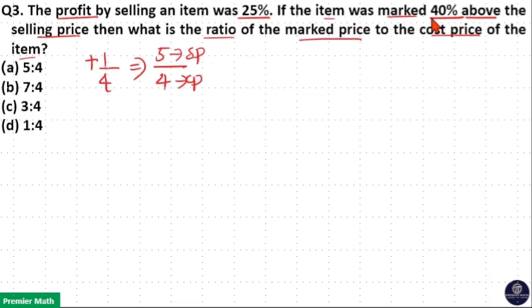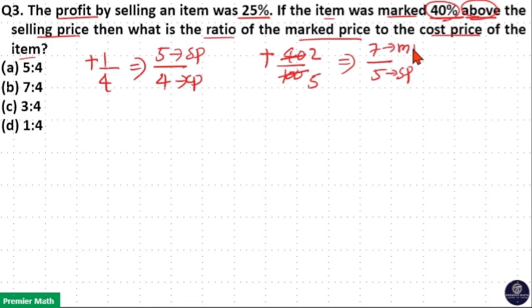Now, the item was marked 40% above means plus. 40% means 40 by 100. 20 goes 2 times in 40, 20 goes 5 times in 100. Plus 2 by 5 means if 5 parts is the selling price, because the item is marked above the selling price, then 5 plus 2, 7 parts is the marked price. Now you can see here the selling price is 5. Here also the selling price is 5. So if you take the ratio, marked price is to cost price is 7 is to 4. So option B is your answer.